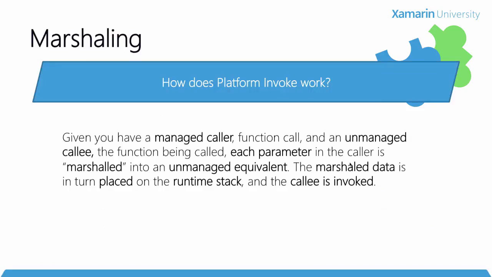To understand how platform Invoke works, we need to evaluate the following statement. Given you have a managed caller, the function call, and an unmanaged callee, the function being called, each parameter in the caller is marshaled into an unmanaged equivalent. The marshaled data is in turn placed on the runtime stack and the callee is invoked. Now, this sounds rather complex, and unfortunately it is.